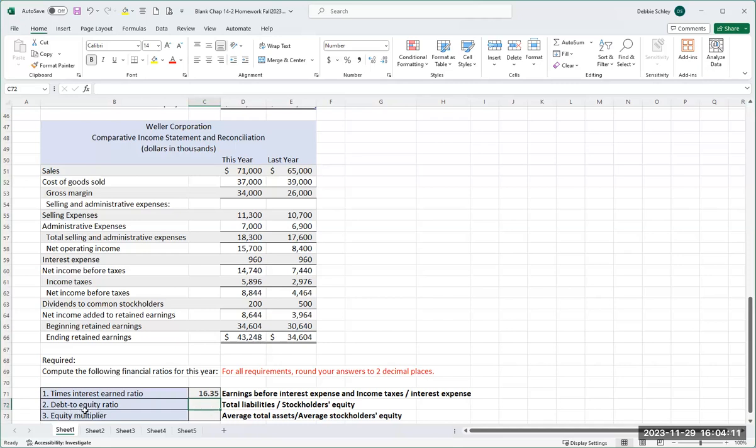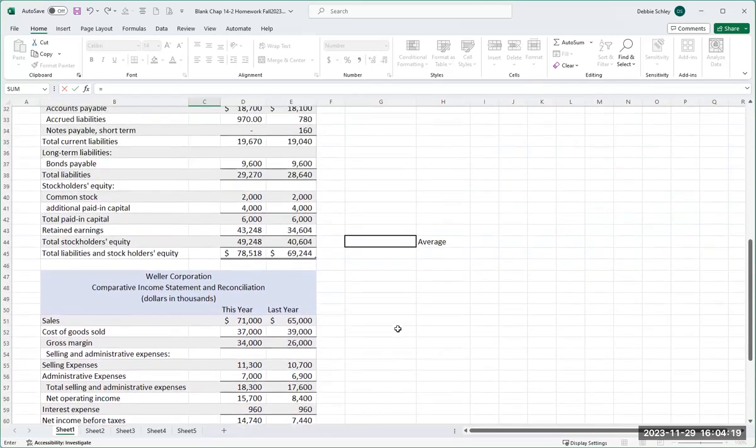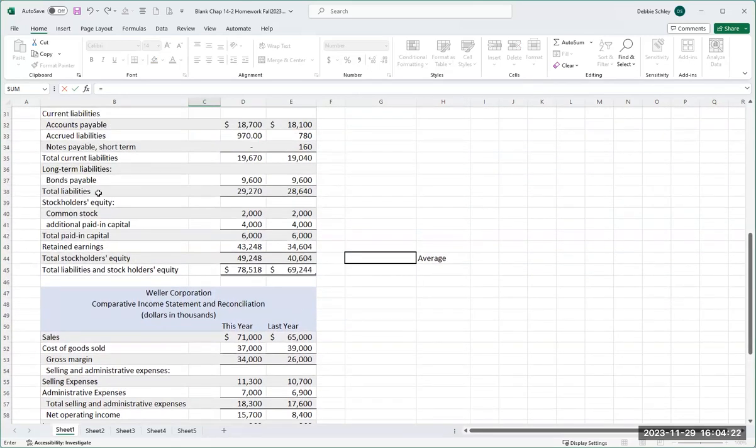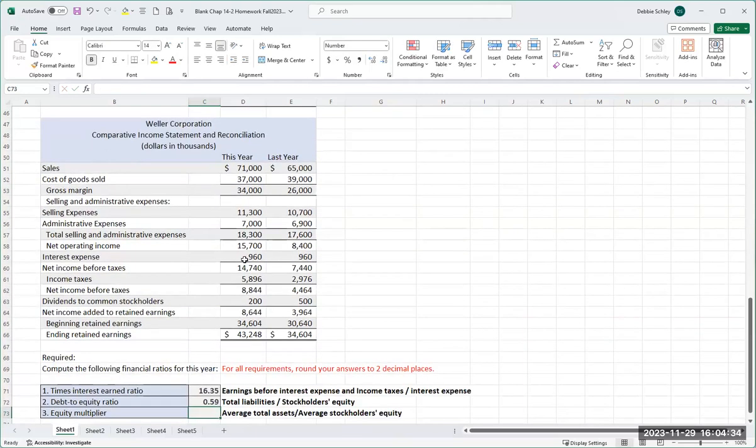All right, required 2: debt to equity ratio equals total liabilities divided by stockholders' equity. So let's scroll up and find total liabilities divided by total stockholders' equity. All right, and then my equity multiplier.